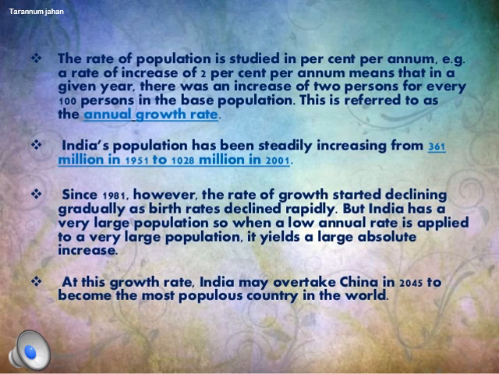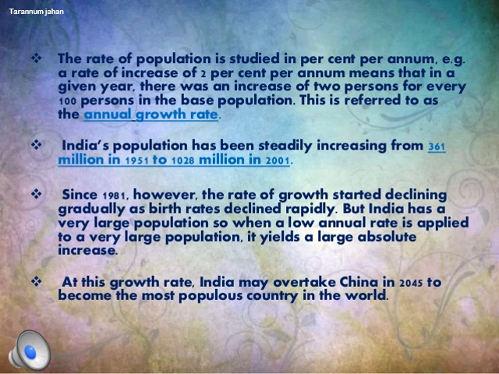India's population has increased from 361 million in 1951 to 1028 million in 2001. The growth was 17.5%. How did we calculate this? By using the annual growth rate formula, that is present minus past, divided by past, into 100. By this, we got the percentage, that it has increased to 17.5% of the world population.